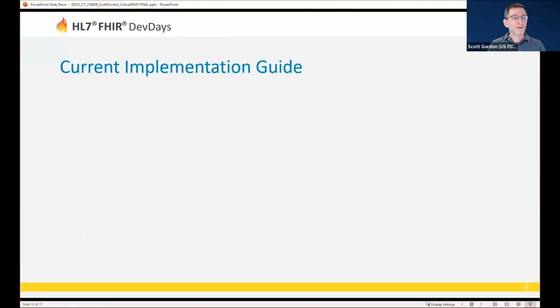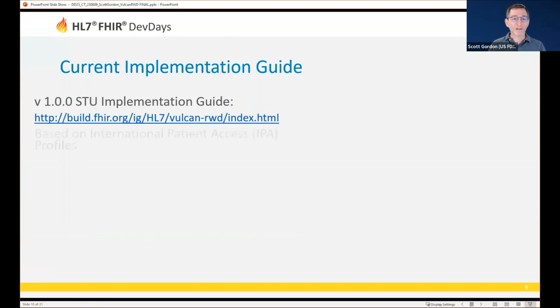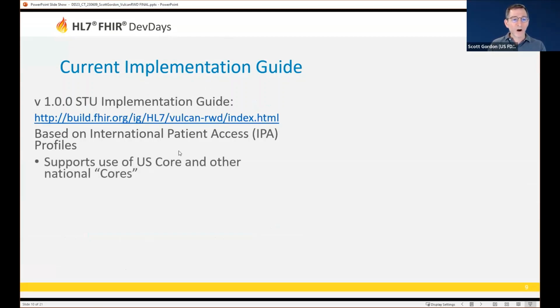So the current implementation guide, it was just published. It went through connectathons and balloting, and it was just published, and the link is there. It is based on the international patient access profiles, which are, as many of you may know, intended to be the nexus which will support the use of various cores, US Core, Canada Baseline, Australia Core, etc. So hoping that this should make this pretty usable across international use cases.